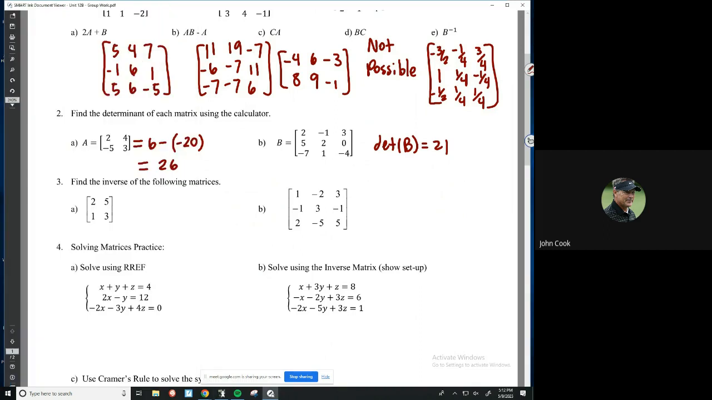All right, there we go. Oops, and I should write that over here instead of saying that's equal. It's not true. This is 26, though, the determinant of A. Find the inverse of the following matrices.